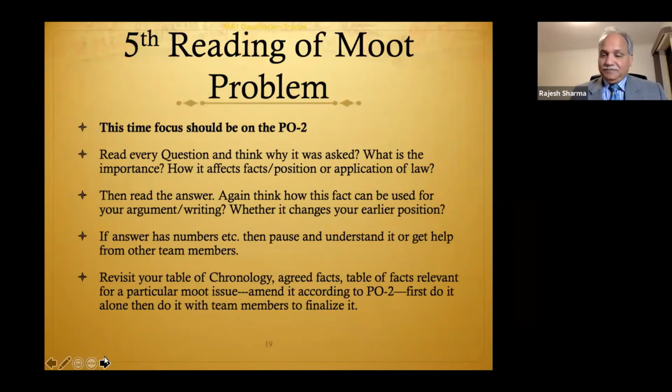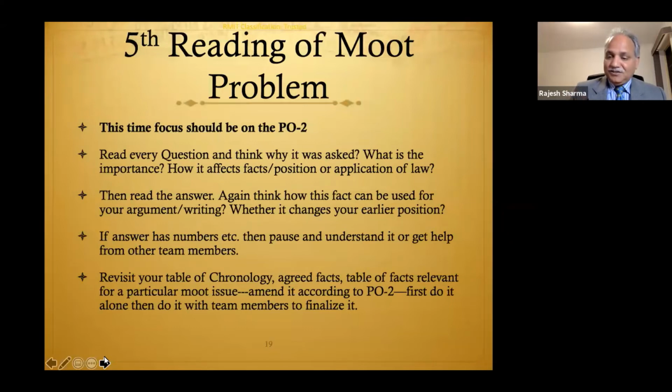Then you read the answer. When you are reading the answer, after reading, pause, and think that the answer which has been given is a fact. How can you use those facts in your case? Has it changed your earlier position? Has it changed the position of the respondent? Think about the answer, because generally the first part of the answer is in one way and the second part of the answer is in another way. And that's how the moot is balanced. But you need to understand each part of it to understand how it happens.